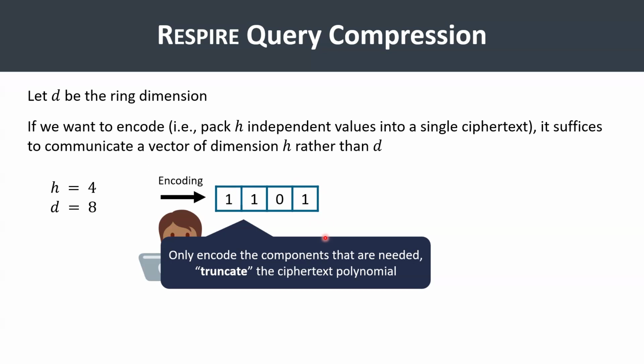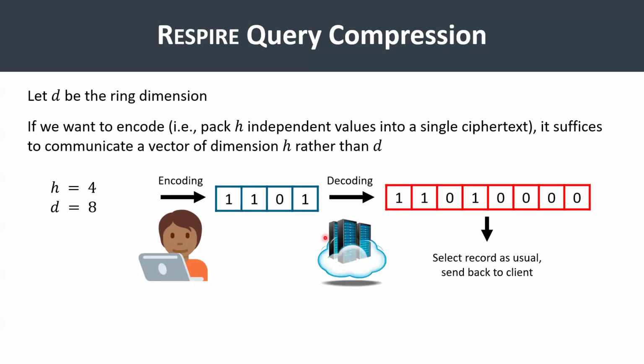I'm going to not give you the full components of the ciphertext. And now this could be a problem for correctness. It's like, I'm only giving you half the ciphertext. Can you still operate on it? So it turns out that the answer is yes.